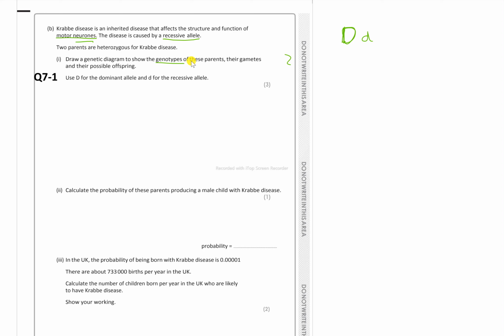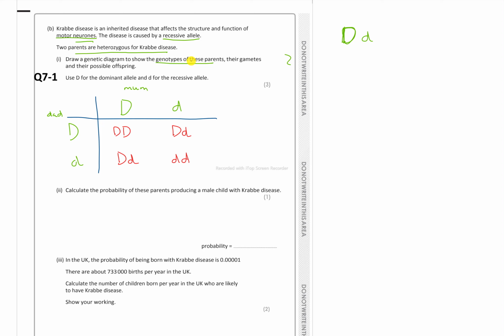Draw the genotype of these parents and their gametes if possible. So two parents are heterozygous for Crab. Hetero means that they've got a mix. So if you look at mum, for example, it will be big D, small d. This makes it hetero. And dad as well is big D, small d. Right, you've got big D big D, big D small d, big D small d, and small d small d.